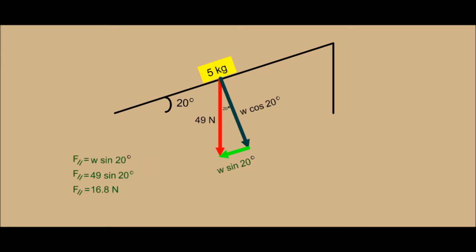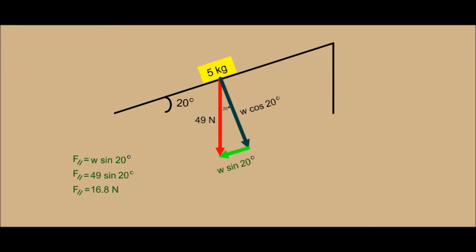Let's do the parallel force. The parallel force is going to be the weight times the sine of 20 degrees. Therefore, the parallel force is 49 sine 20, which is 16.8 newtons. So because of the weight of this 5 kilogram block, there's a force of 16.8 newtons down the incline of the ramp. It's trying to pull it down. That's just the force due to gravity on that yellow block.